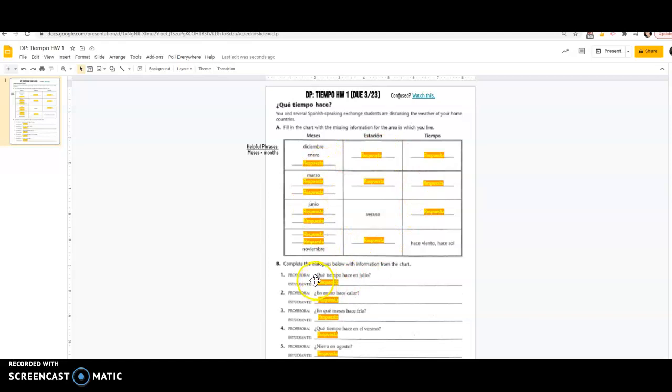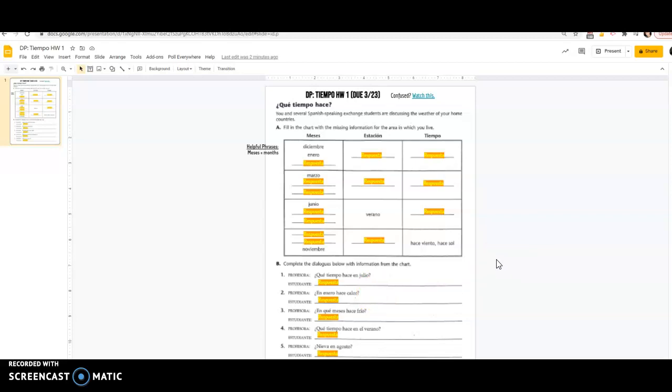So here, the question you have to read through. This first one says, ¿Qué tiempo hace en julio? So if I look on my notes page, I know that ¿Qué tiempo hace means what is the weather? And then en julio, I know that that means in July. So what is the weather in July?